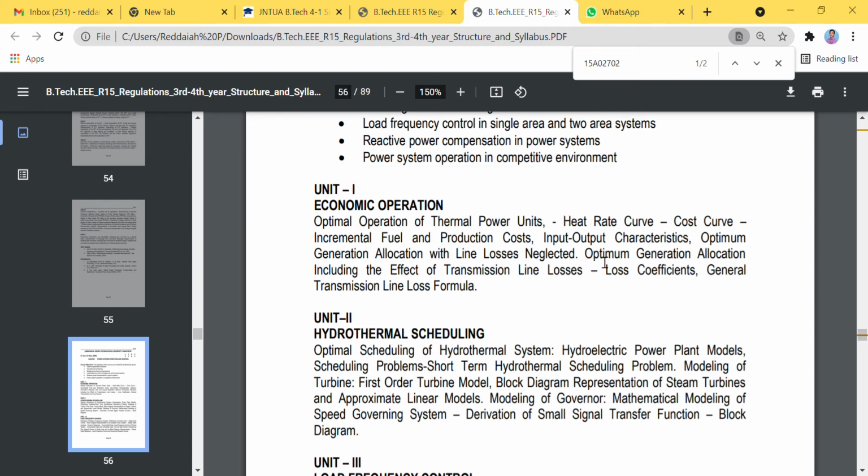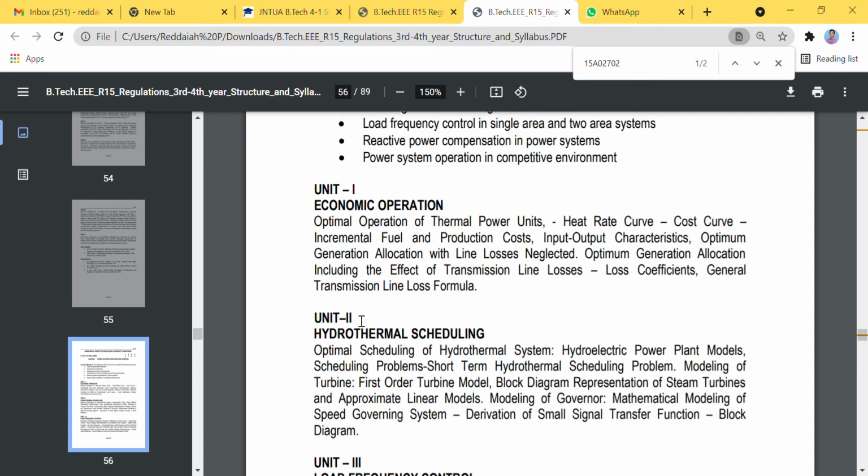Optimum generation allocation including effect of transmission line losses, the loss coefficients. Based on this chapter, the remaining second and third units will be there. Hence unit 1 is very important to understand. Okay, that is unit 1, economic operation of power plants. In this we are studying the various definitions. Those are very helpful for predetermining or determining the cost, heat rate curve and losses, all this.